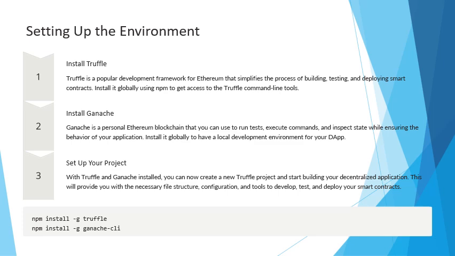First, we install Truffle. As we know, Truffle is a popular development framework for Ethereum that simplifies the process of building and deploying smart contracts. Then we install Ganache. Ganache is a personal Ethereum blockchain that you can use to run tests, execute commands, and inspect state while ensuring the behavior of your application. Install it globally to have a local development environment for your DApp.